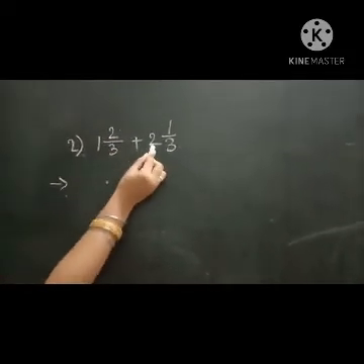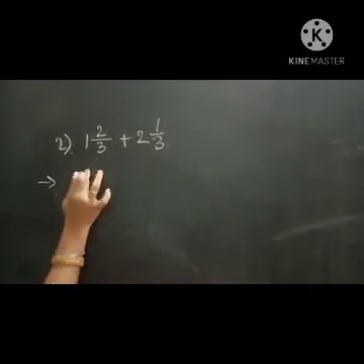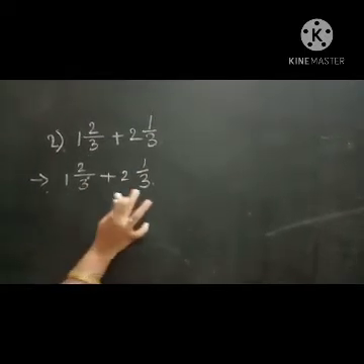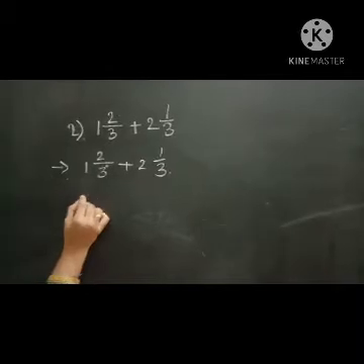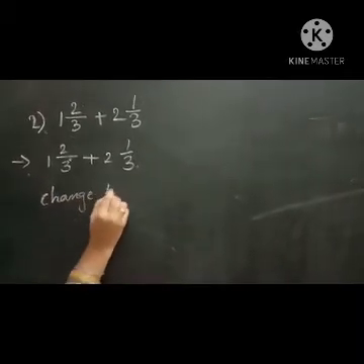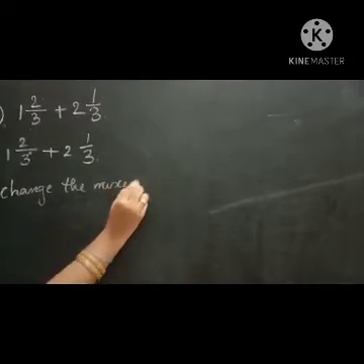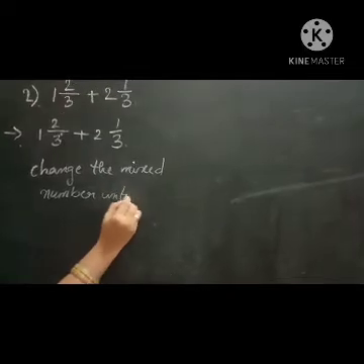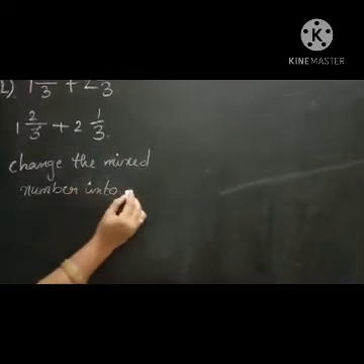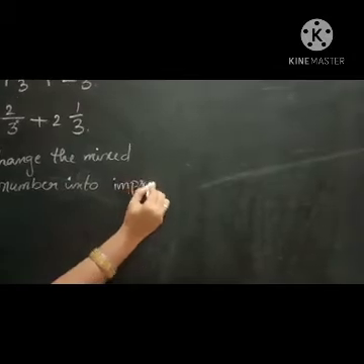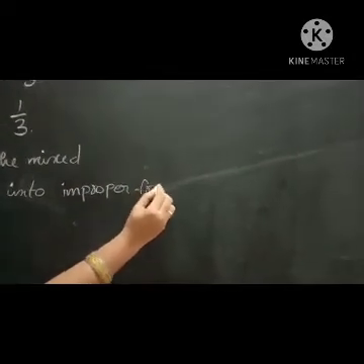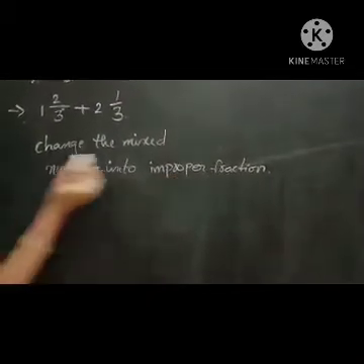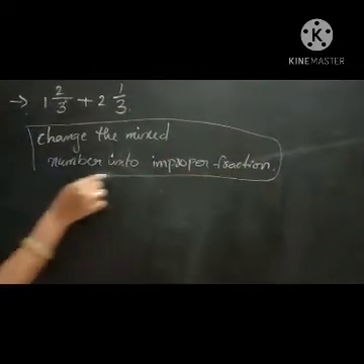1 2 by 3 plus 2 1 by 3 is the number. We have to convert these two numbers into improper fractions. Change the mixed number into which number? Improper fraction. See children, change the mixed number into improper fraction. We have to change these two numbers into improper fractions.